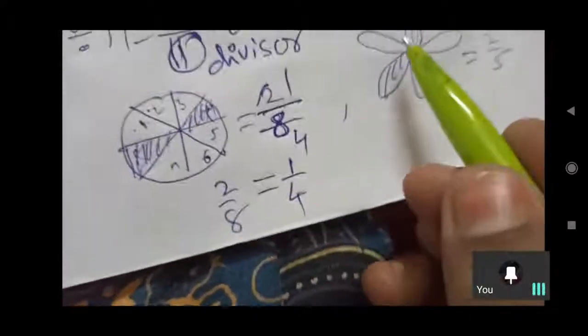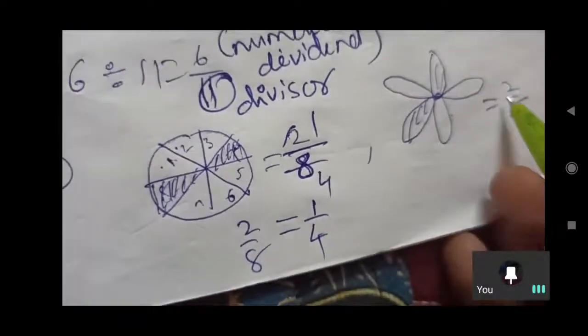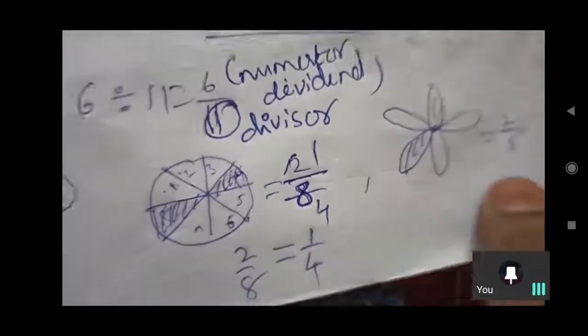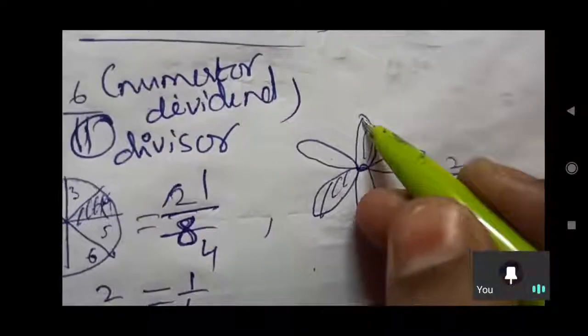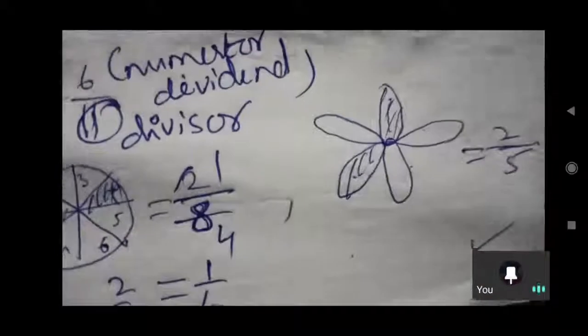And this one, all the number of parts: 1, 2, 3, 4, 5. So 5 in the denominator you should take. And the taken out parts are 1, 2. So 2 by 5. Okay now? Is it okay? So like that you can write.